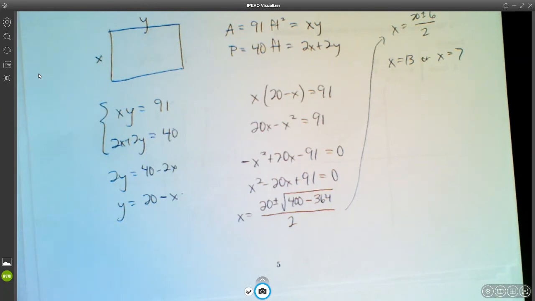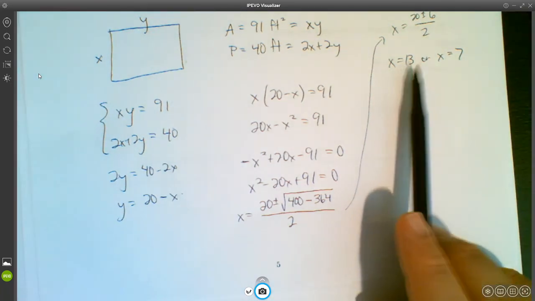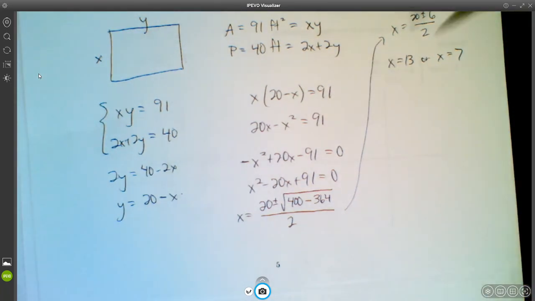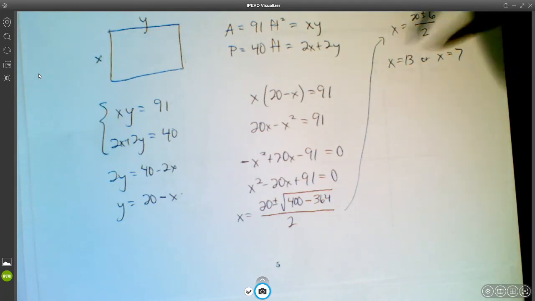7 times 13 is 91. There you go. That's the problem, I don't know my times tables for 13. But yeah, 91, 13 times 7. It's very interesting. So 13 and 7 are two solutions for x. Now, that is interesting that we're getting two different answers for x. I wonder what we get for y.